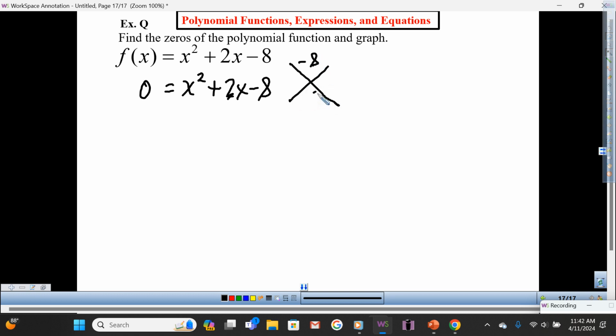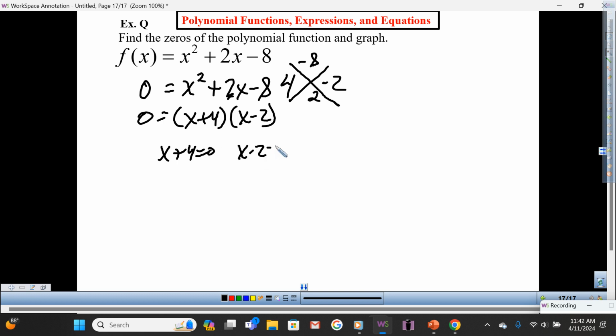Negative 8 and 2. Factors of negative 8 that add up to 2, everyone. Negative 2 and 4, so 4 and negative 2. So my factors are (x plus 4)(x minus 2), all that equal to 0. What do I do next, David? Equal to 0. X plus 4 equal to 0. X minus 2 equal to 0. Solve. Minus 4 minus 4. X equals negative 4. Plus 2 plus 2. X equals 2. Let's graph this.